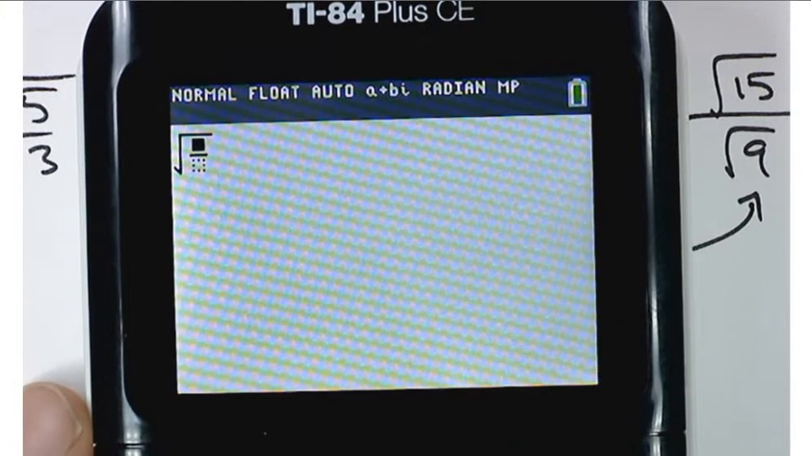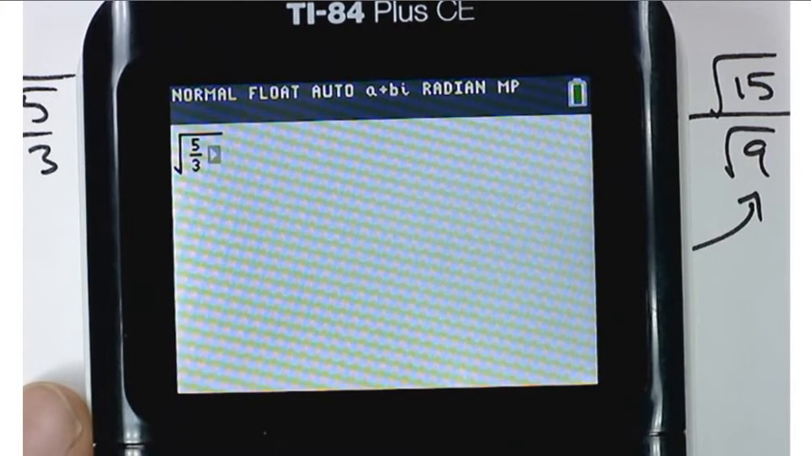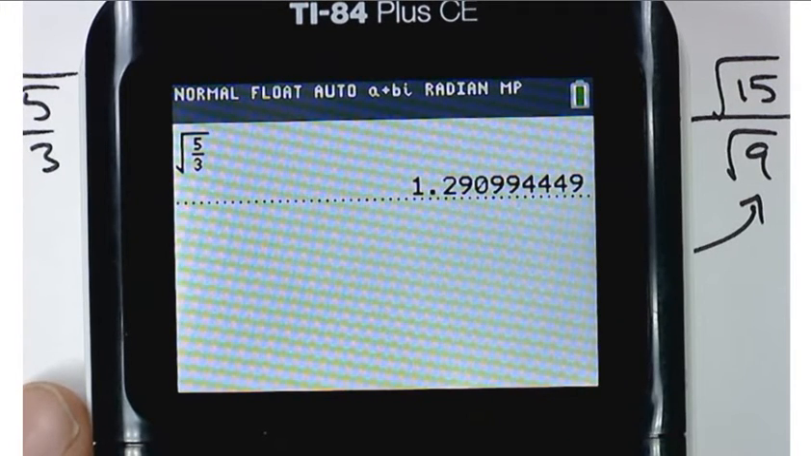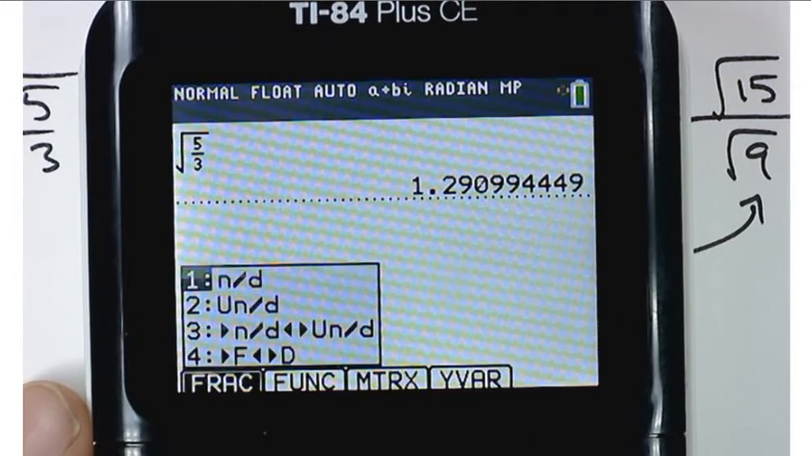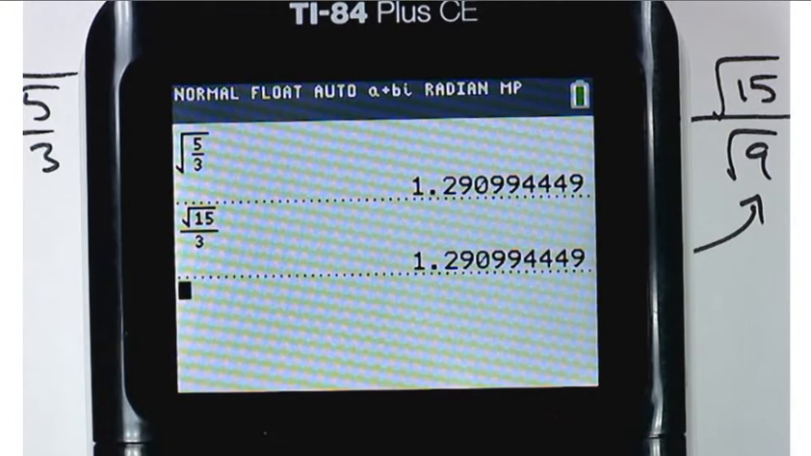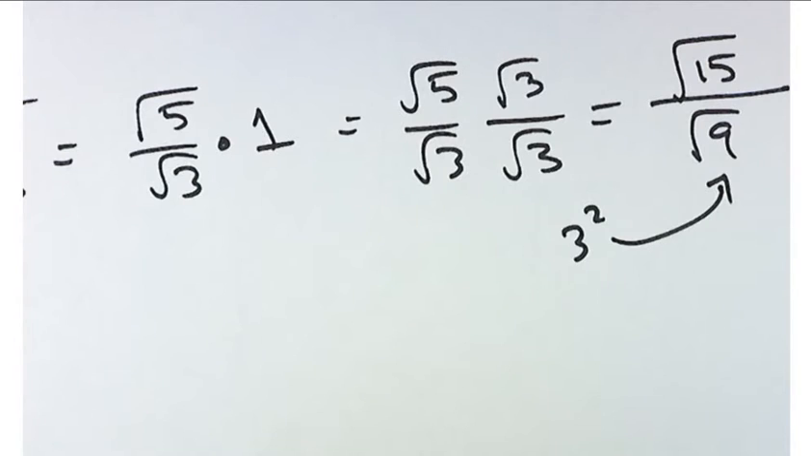Let's check the square root of 5/3 and compare that to the square root of 15 over 3. Identical. And again, I'm encouraging folks, I really want you to double check these on your exam to know that you got them right.